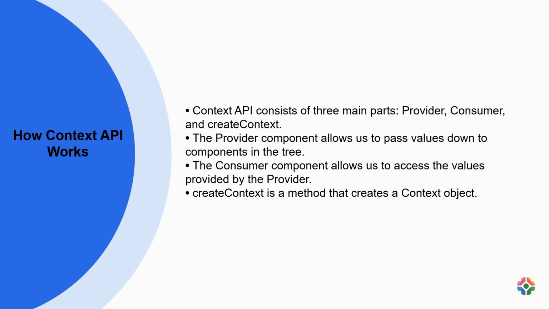Context API in React includes provider, consumer, and createContext. Provider passes values down to components, while consumer accesses these values. createContext creates a context object. For instance, a theme provider can pass theme-related info down to various components, like a dark mode theme passed down to a sidebar component. The sidebar consumer then obtains and applies this theme info. This arrangement optimizes managing global states across components efficiently.